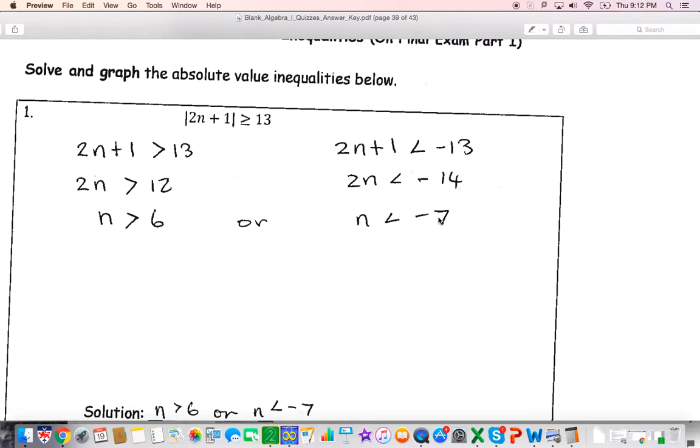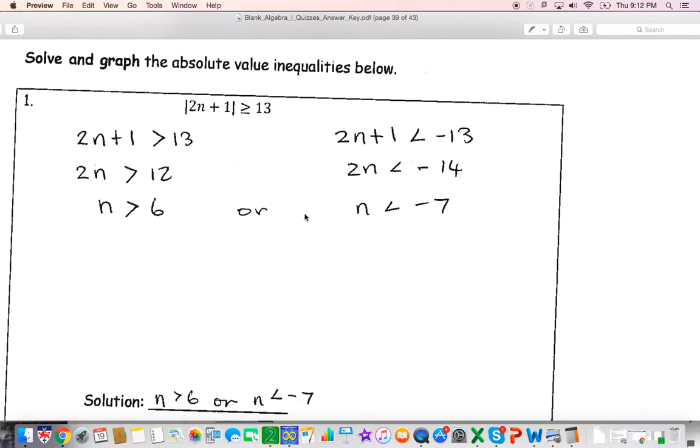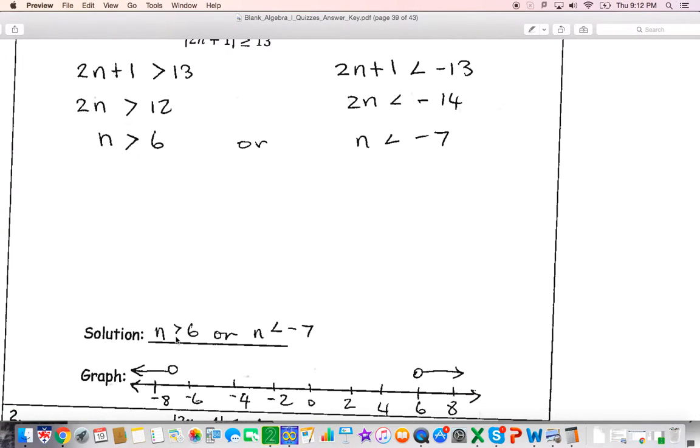Now here's the thing. I'm saying or. Why or? Well, if n is greater than 6, can it also be less than negative 7? No, it's one or the other. So for this case, you don't actually have to write the or, but when you're graphing it, it will come out as obvious what your answer is once you've graphed it. So n is greater than 6 goes that way, n is less than negative 7 goes that way, and that's why you know the answer is or. It's this or that because the answers are separate.